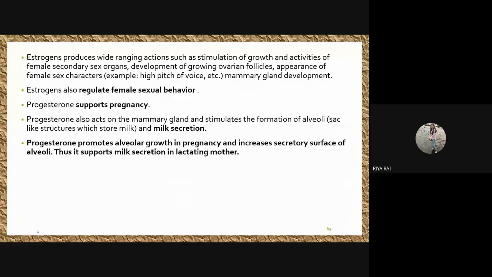Then progesterone supports the pregnancy, as I discussed, and it also maintains the menstrual cycle. It also acts on the mammary gland and stimulates the formation of alveoli. Alveoli is responsible for the storage of the milk as well as for the milk secretion also. And it promotes the alveolar growth in pregnancy and increases the secretory surface of the alveoli, which supports the milk secretion in the lactating mothers.